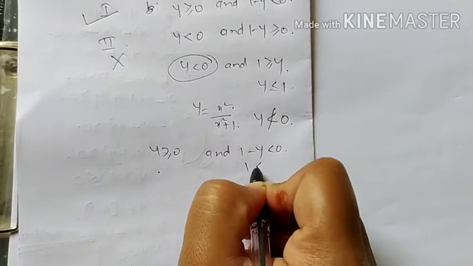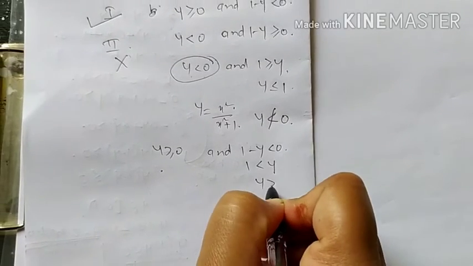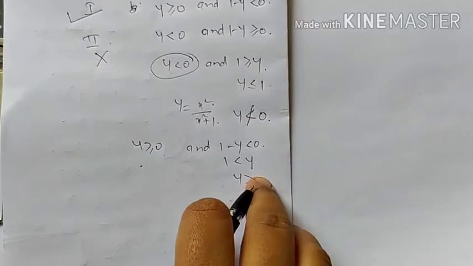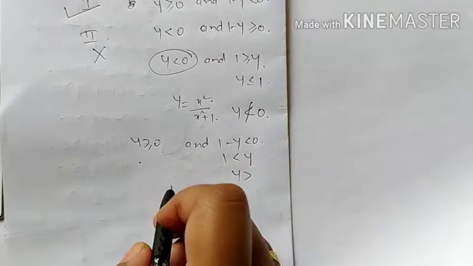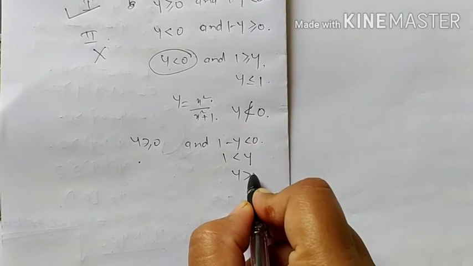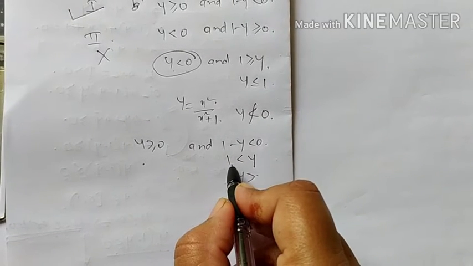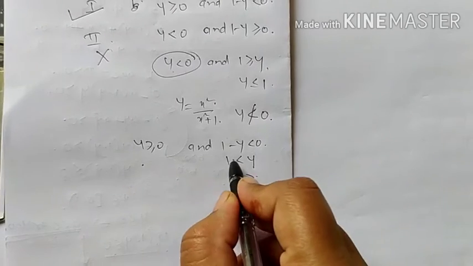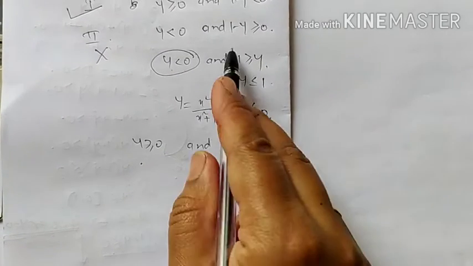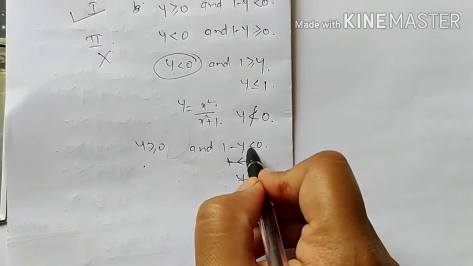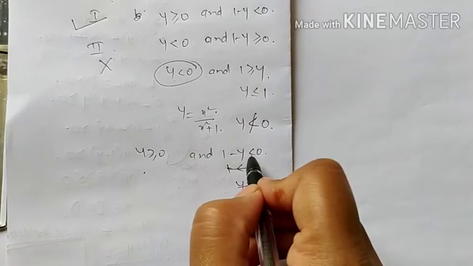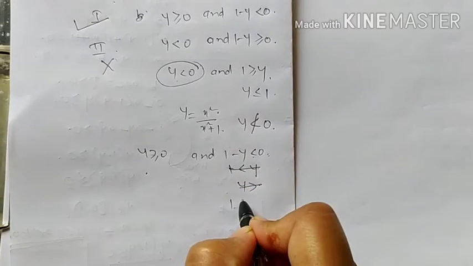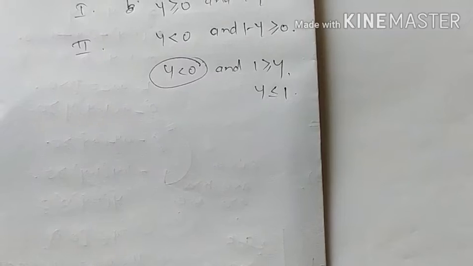1 less than y means y is greater than 1. Just a minute student, here what we have, 1 minus y less than 0. So 1 is less than y.